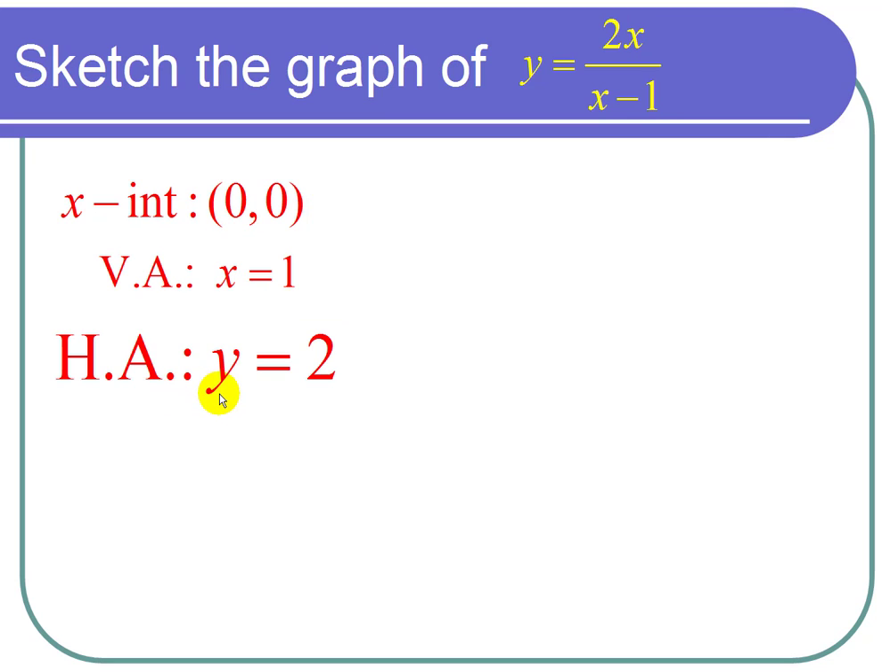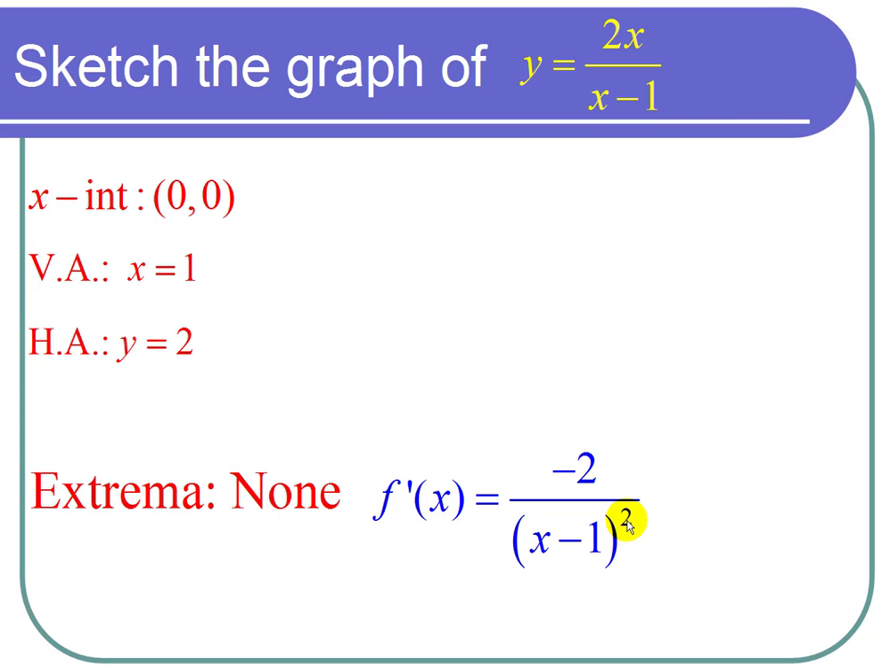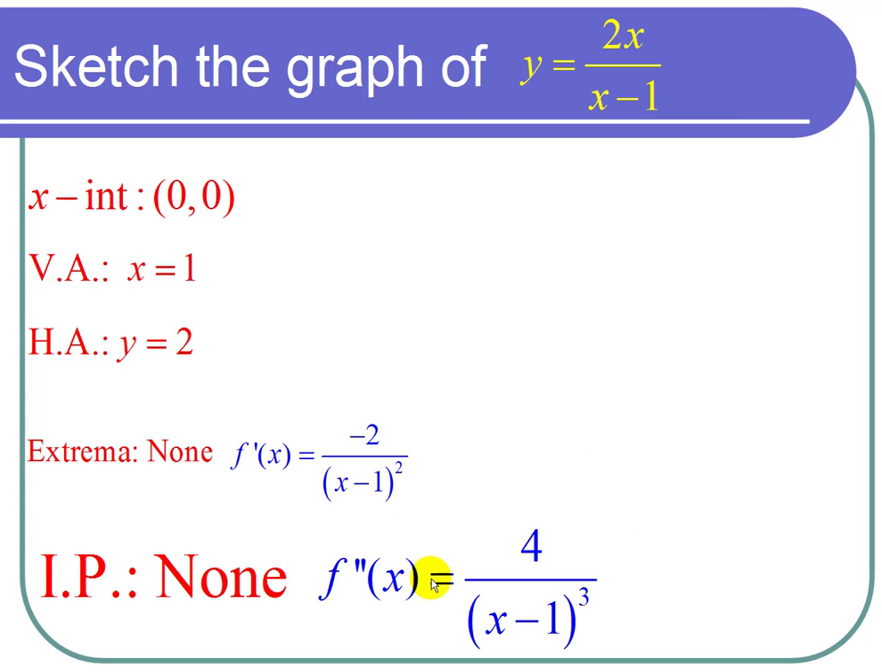Now let's see if there's any other critical points. If I take a derivative, I get negative 2 over (x minus 1) quantity squared, and that's never 0 because the numerator is negative 2. So I get no extrema. Now let's look for inflection points. If I take a second derivative, I get 4 over (x minus 1) cubed, and that also is never 0. So I get no inflection points.